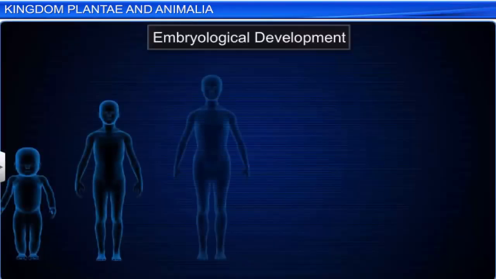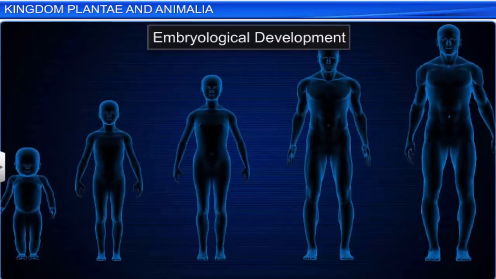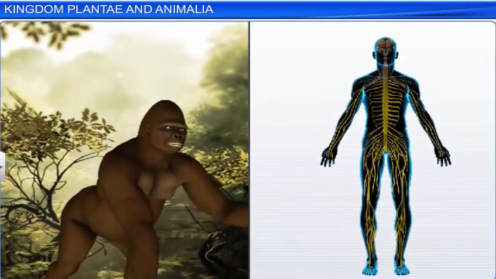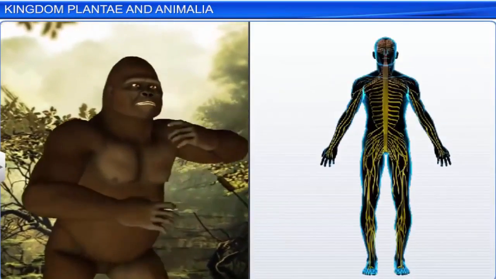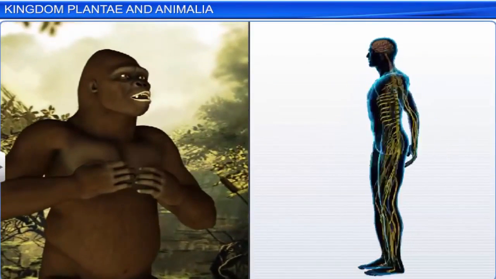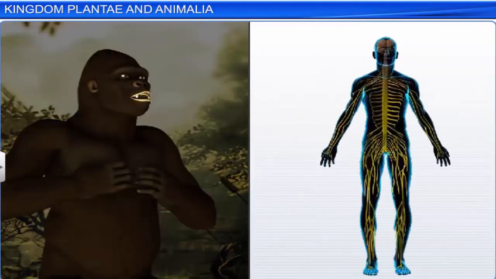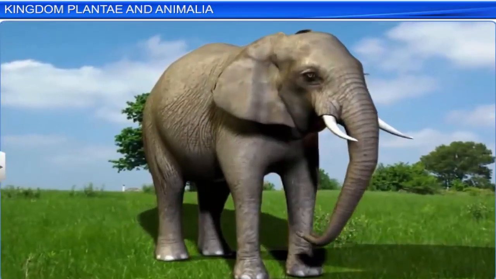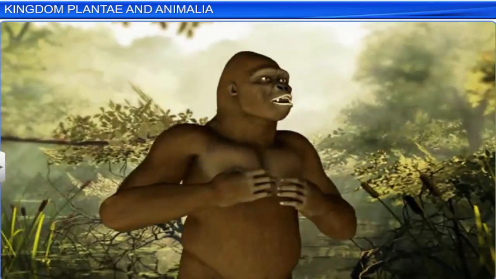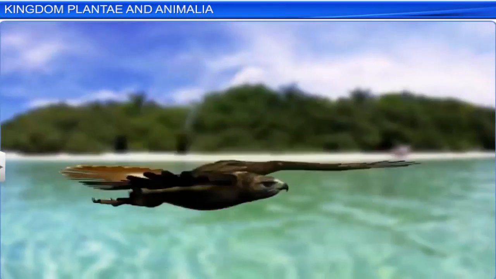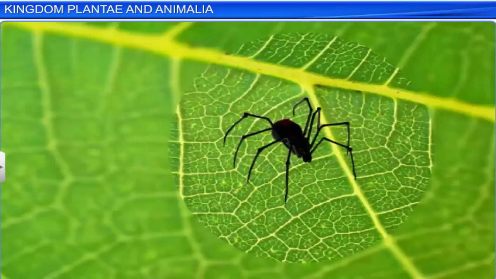They have a fixed growth pattern to adulthood, till they develop into a definite shape and size. Higher forms of animals, such as a monkey or a human, also have sensory and neuromotor mechanisms. Also, most animals are motile, that is, they can move independently and are capable of locomotion.